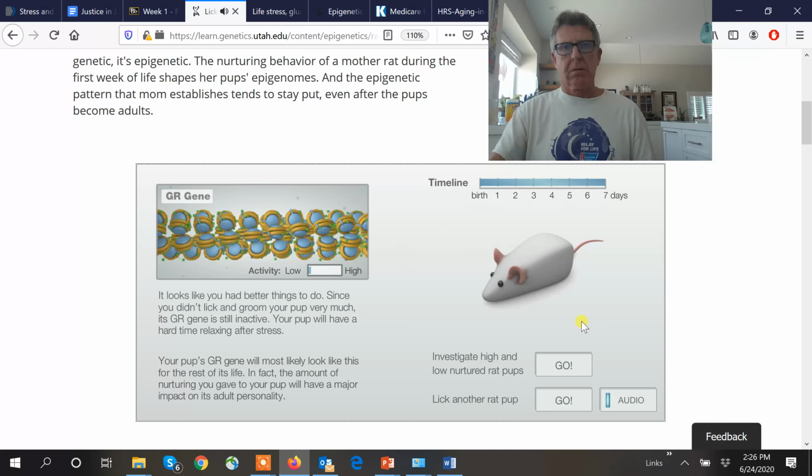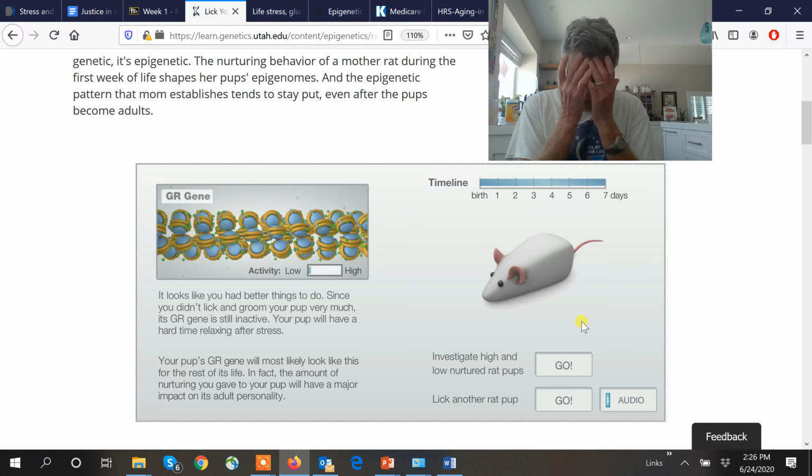It looks like you had better things to do, since you didn't lick and groom your pup very much. Its GR gene is still inactive. Your pup will have a hard time relaxing after stress. Your pup's GR gene will most likely look like this for the rest of its life. In fact, the amount of nurturing you gave to your pup will have a major impact on its adult personality.